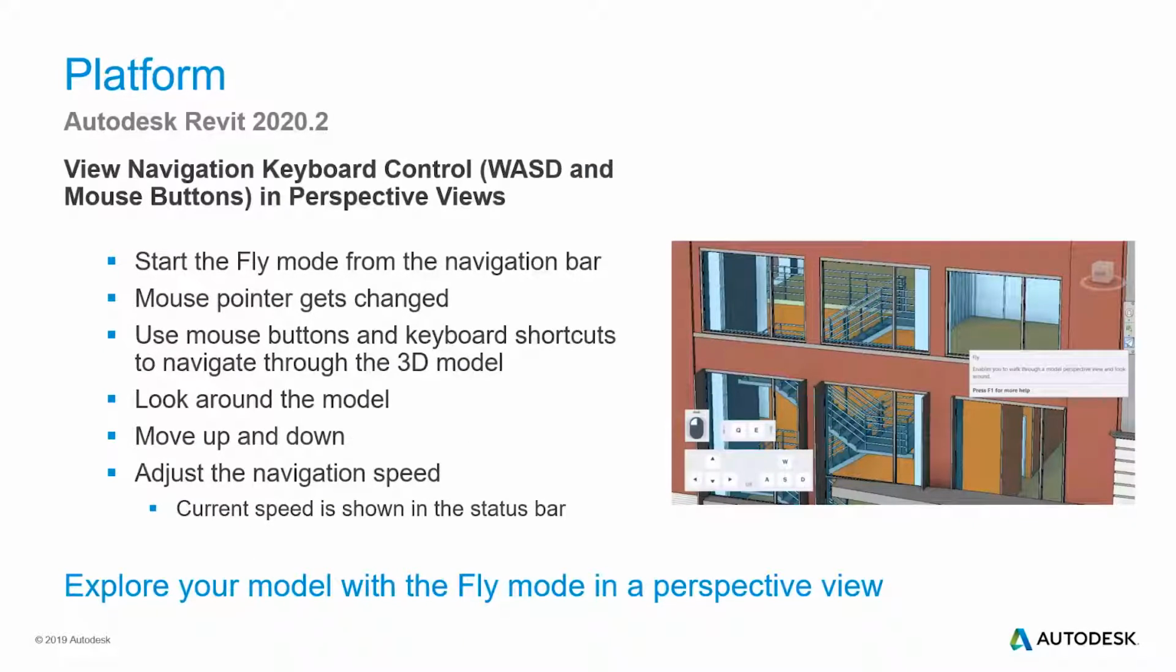The new Fly Mode feature lets you explore your model in a perspective view, travel through your model, change direction, look around and move up and down with keyboard shortcuts. To start Fly Mode, just press the button, which looks like a paper airplane, on the navigation bar on the right of the screen. You can also hold down the right mouse button to enter the mode. You will see the mouse cursor change and you can use the mouse to look throughout the model. Use the middle mouse scroll wheel to adjust the speed with which you move in Fly Mode, and keep track of the current speed in the status bar.